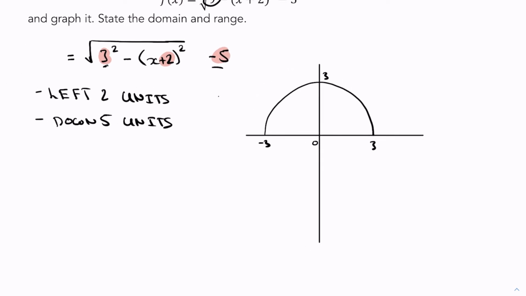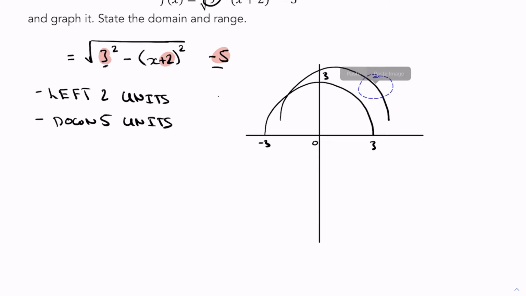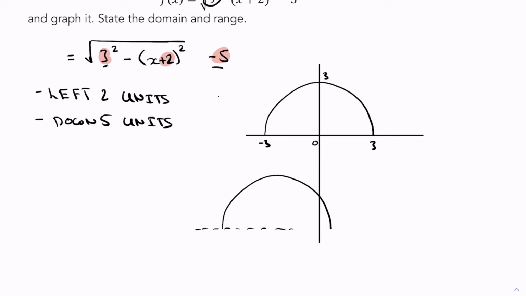But now I'm going to move everything over 2 and then down 5. So it's like taking this graph, making a copy of it, and moving it back 2, so let's say 1, 2, and then down 5: 1, 2, 3, 4, and 5. So this is where our graph ends up. Again, it's not stretched or compressed. We'll look at that later, but let me just draw a broken line here to identify the center of the circle, which is over here.